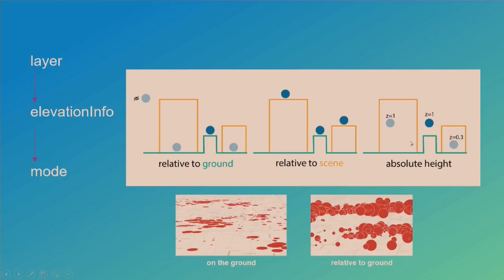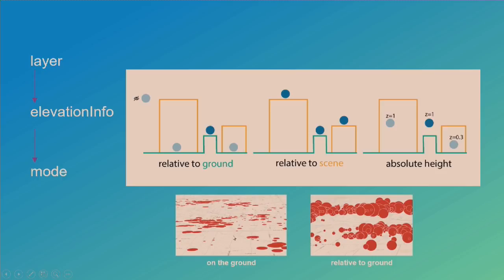And then you might also have the use case where you have your own set values. Then you would have absolute height, and then the points would be placed independent of where the ground is. They would be placed at the height specified in the geometry. There is a fourth elevation mode, which is called on the ground. You can see it here on the lower left.